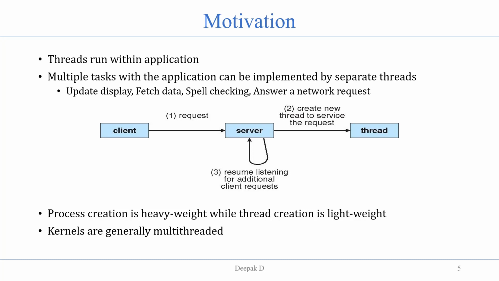Another example is the word processor that we use on a daily basis. A word processor will have multiple threads: some of the threads are used for displaying the graphics, another thread might be used for responding to keystrokes from the user, and another thread might be used for performing spelling and grammar checking in the background. So these are some examples of applications having multiple threads. There are also situations where a single application might be required to perform several similar tasks.